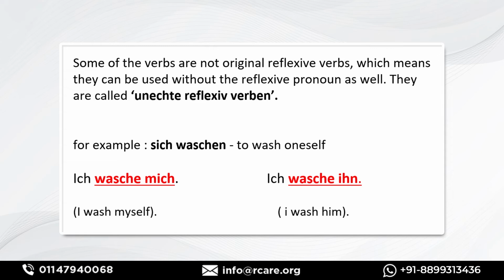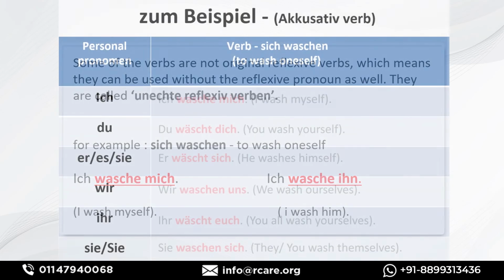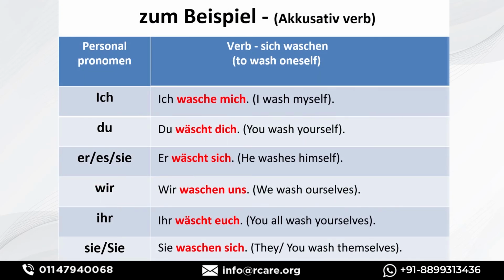But when I say, I wash him, in this case we do not use a reflexive verb. We do not use the reflexive pronoun with the verb. Ich wasche ihn. So there's no sich. With ihn we didn't use mich. Let's go to the next example.